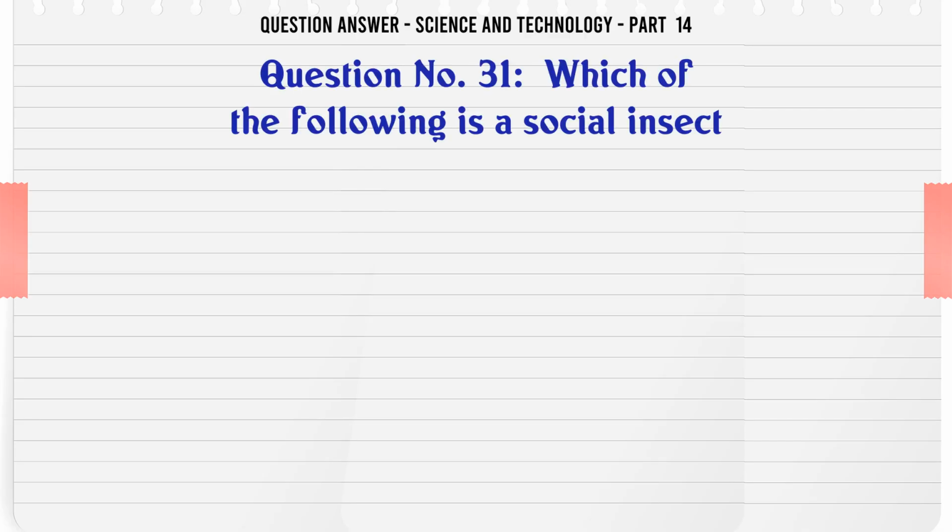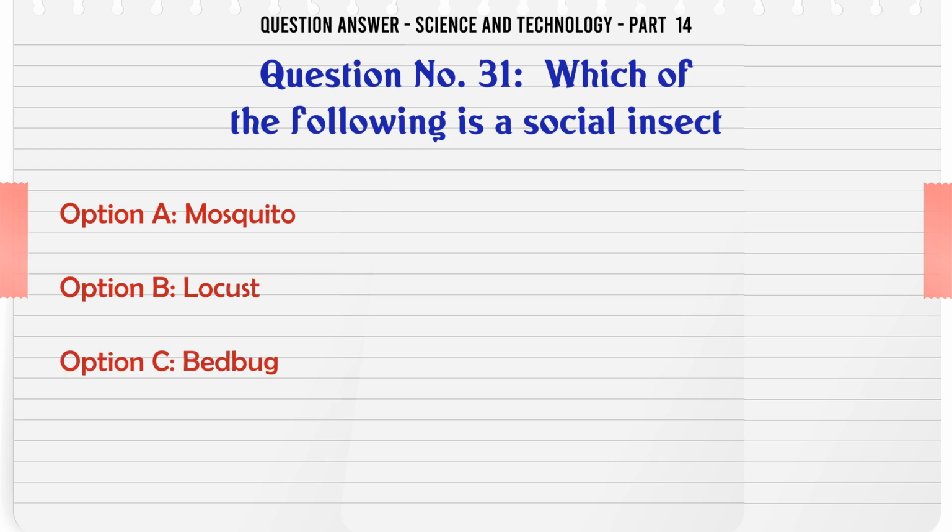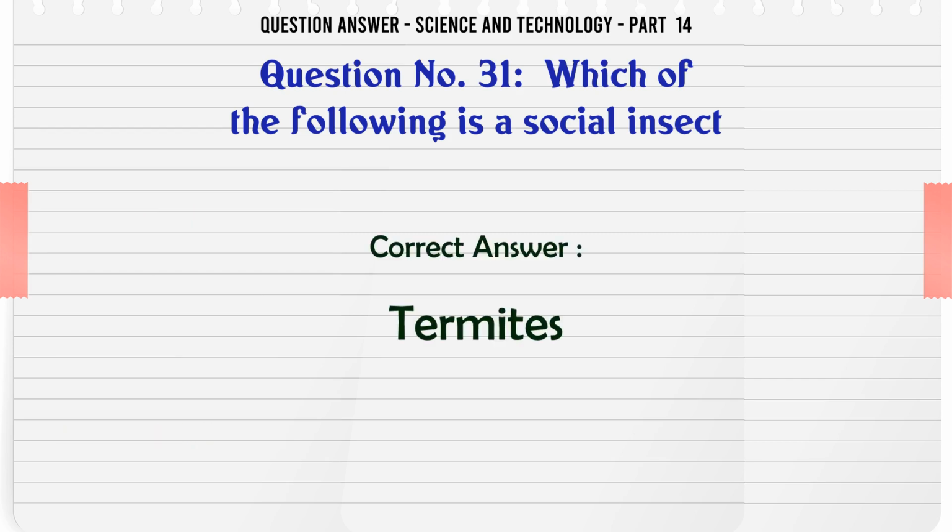Which of the following is a social insect? A. Mosquito. B. Locust. C. Bedbug. D. Termites. The correct answer is termites.